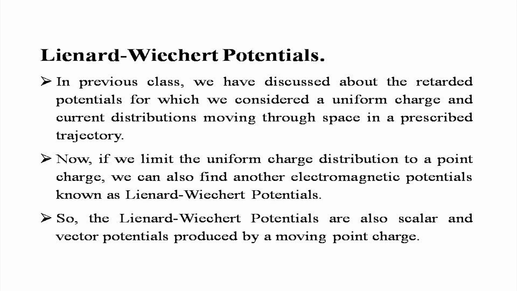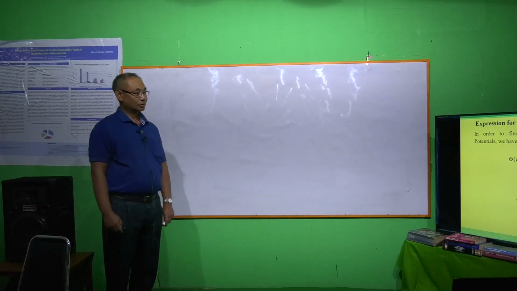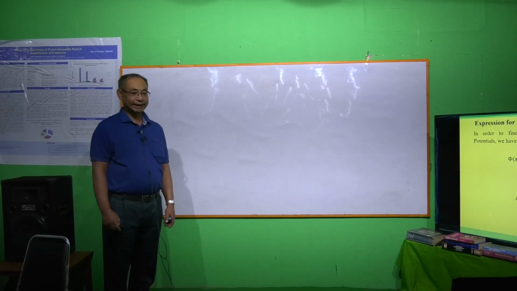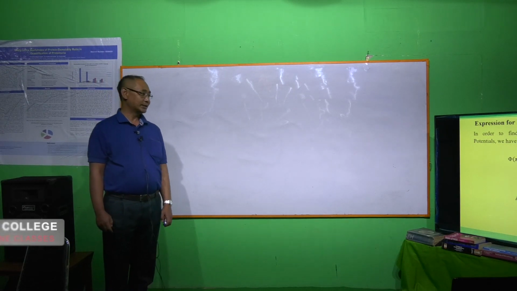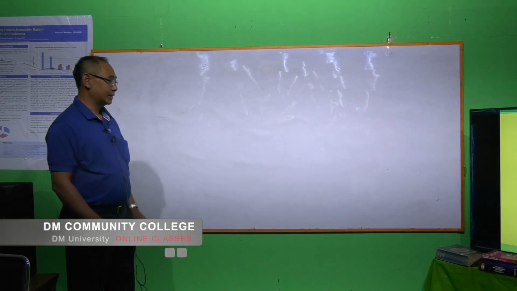Now if we limit the uniform charge distribution to a point charge, we can find another electromagnetic potential known as the Lienard-Wiechert potential. The Lienard-Wiechert potentials are also scalar and vector potentials produced by a moving point charge. To find the expression for them, we have to start with the retarded potentials.